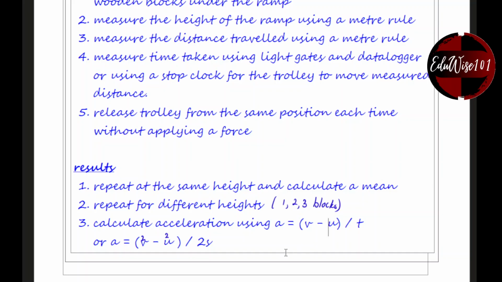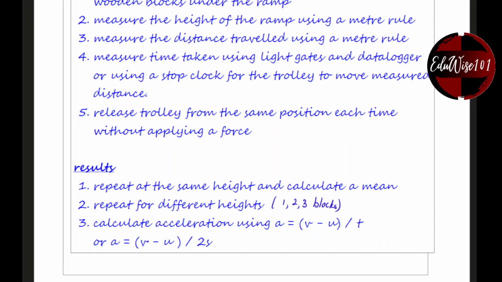use the equation acceleration equals v squared minus u squared. Let me write that properly. Acceleration equals v squared minus u squared divided by 2s. So v squared is the value that you would want to calculate. U squared, the initial velocity squared, is going to be 0, divided by 2 times the distance the trolley has moved. Here we are not actually using the time, but you would still need to measure the time in order to find the final velocity of the trolley.